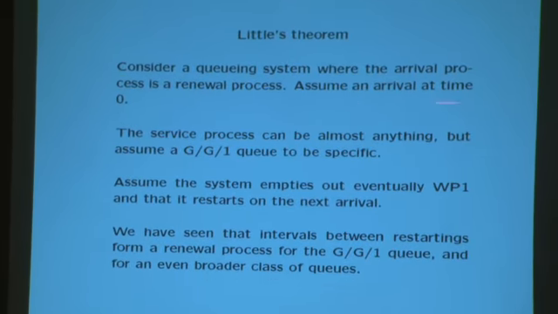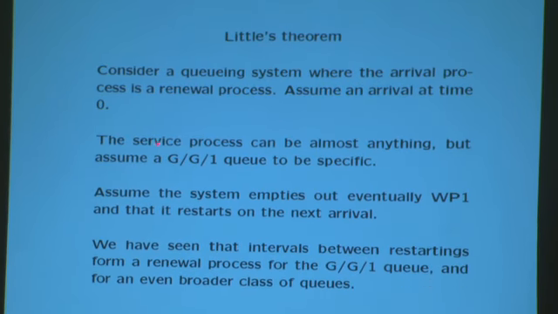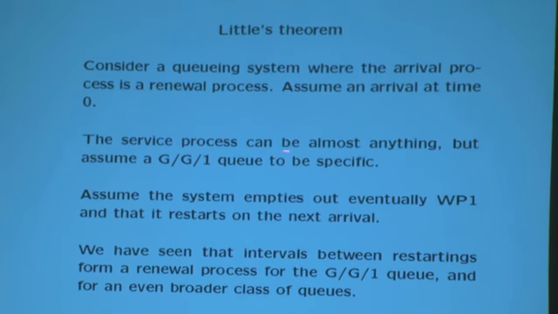Okay, we're going to assume an arrival at time 0, like we've been doing before. Service process can be almost anything, but let's assume a G/G/1 queue to be specific. Assume the system empties out eventually with probability 1, and assume that it restarts on the next arrival. Okay, we've seen that intervals between restartings form a renewal process for the G/G/1 queue. And we've argued that it forms a renewal process for an even broader class of queues.